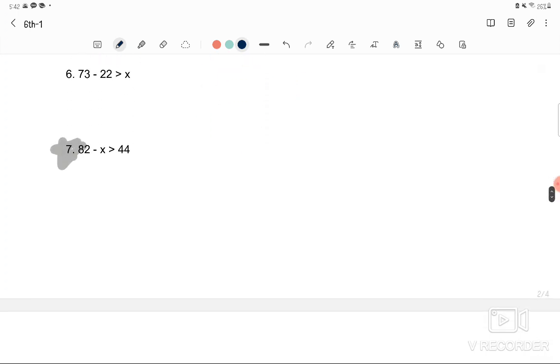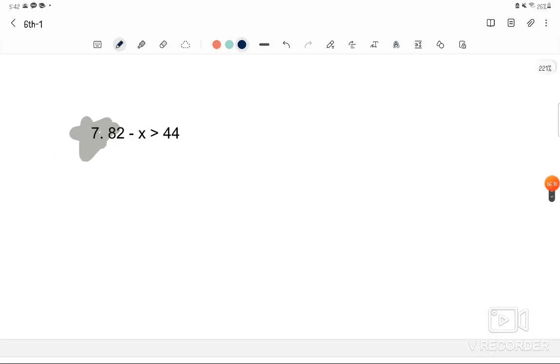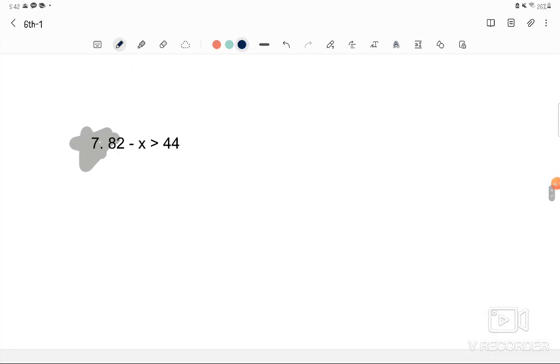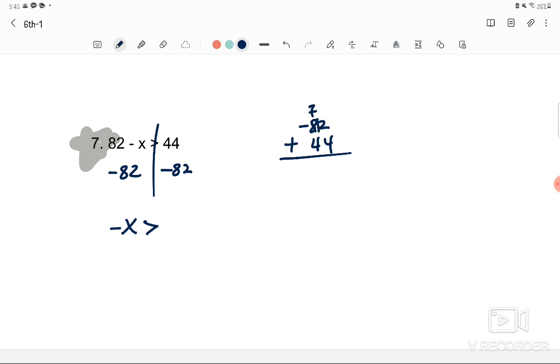Okay, let's do number 7. This question also contains positive and negative numbers. So you have to subtract 82 first. Negative 82, negative 82 on both sides. So negative x is greater than negative 82 plus 44, which is negative 38.